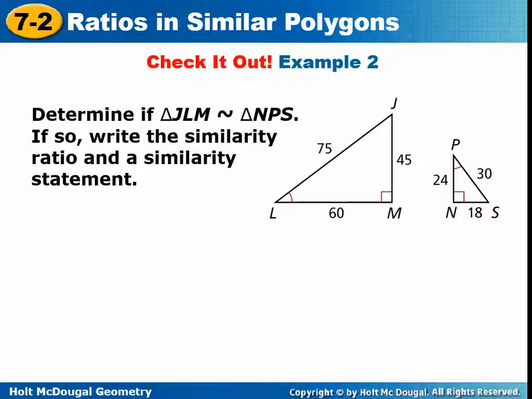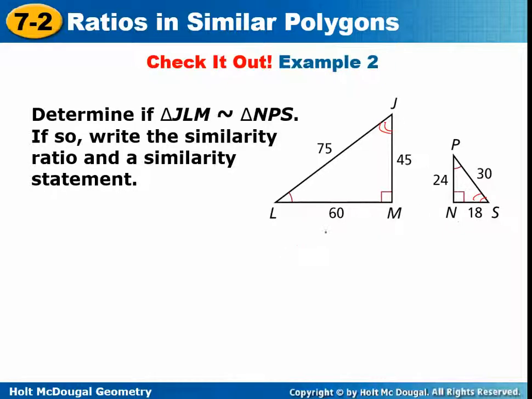Okay, how about these two? Let's determine whether or not they're similar. And if so, then we'll write the similarity ratio and the similarity statement. So we know that angle M is congruent to angle N. We know that angle L is congruent to angle P. By the third angles theorem, you know that angle J would be congruent to angle S. So all the angles are congruent to each other, so we took care of that part.